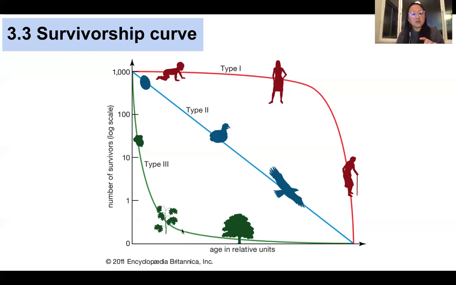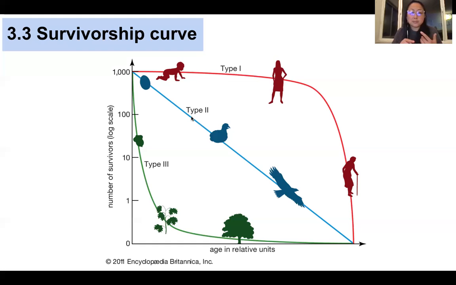But if they survive into adulthood, they will continue to live. See how it levels off right here, which means the survivors stay alive until they reach a certain age, whatever the end of their lifetime is. And then type 2 are the intermediate species, where there's a 50-50 chance that the offspring will survive into adulthood.